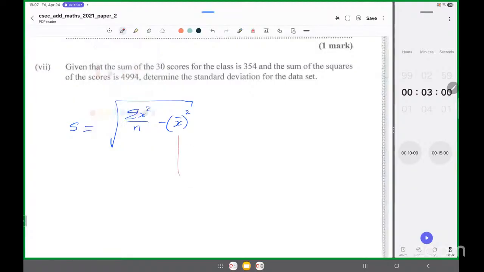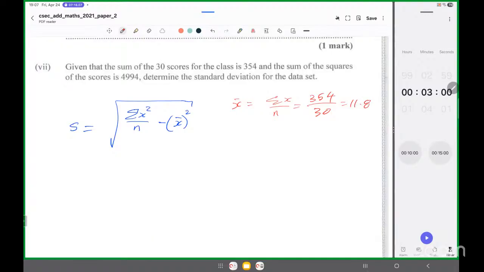So the mean is equal to the sum of the scores divided by the number of scores. The sum of the scores is this, so it becomes 354 over 30. Now let's write this as a decimal. That's 11.8 exactly. So the mean is 11.8.